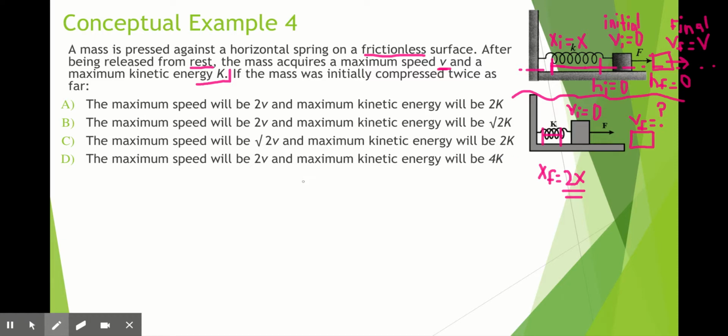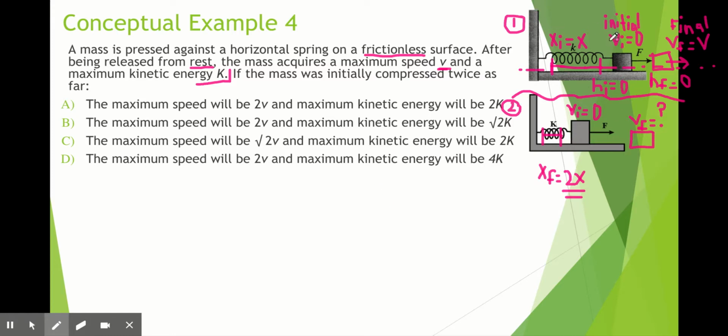Okay, so let's take a look here. Our answer choices are: maximum speed will be 2 times v, and maximum kinetic energy will be 2k. Maximum speed will be 2v, maximum kinetic energy will be square root of 2k. What we're asked to find is velocity and kinetic energy. So you want to relate the velocity and kinetic energy from situation 1 to situation 2.